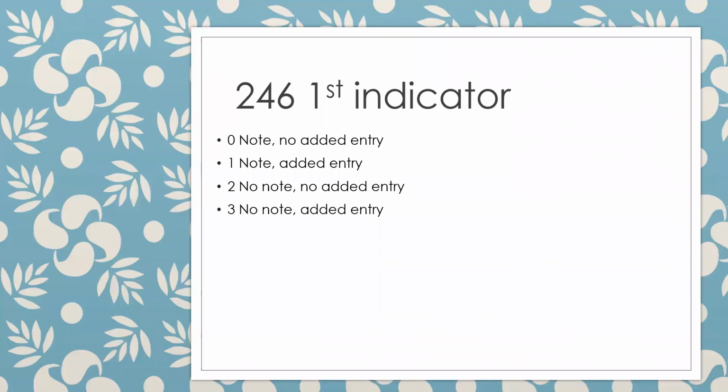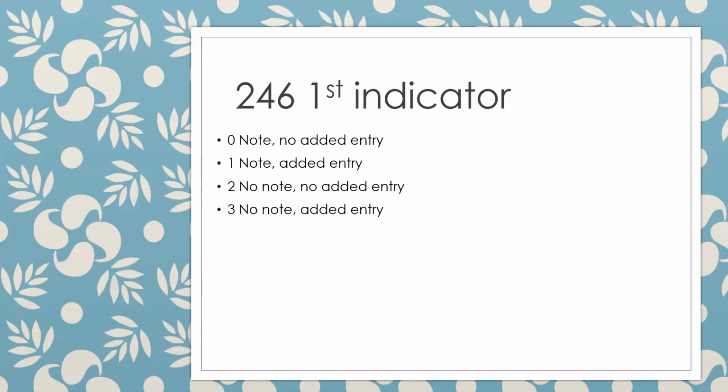So for the 0, note, no added entry, you're going to use it if the variant title is needed to display as a note, but not as a title access point. The first indicator value 0 is used infrequently in field 246. They prefer you to use the value 1. So they want you to use that note added entry 1. So if you have first indicator 1, note added entry, use it if the variant title is needed to display as a note and as a title access point. Used primarily for variant titles appearing on the item that are not part of the data recorded in field 245.